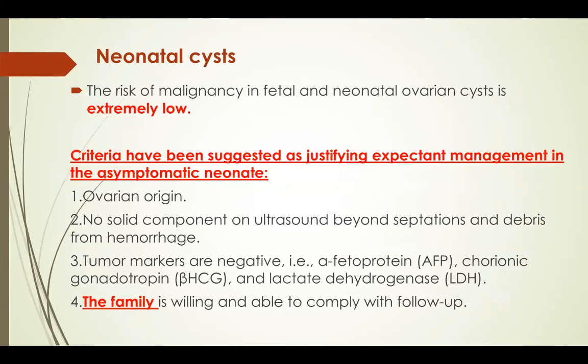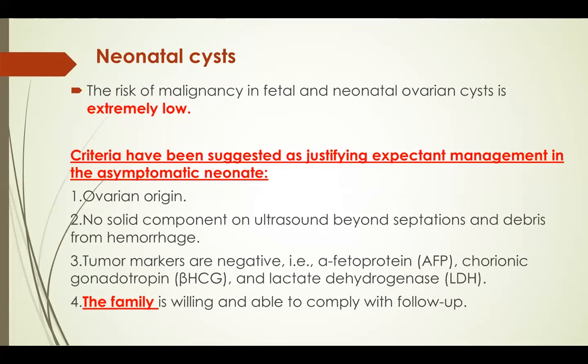What about the neonates, which you will be called for? The risk of malignancy in fetal and neonatal ovarian cysts, we said, is extremely low. So there are criteria that suggest expectant management in an asymptomatic neonate: if it's of ovarian origin, with no solid component, simple looking on the ultrasound, tumor markers are negative, and we'll elaborate more on tumor markers in children, which are alpha-fetoprotein, beta-HCG, and LDH, and after counseling the family. Why did I put family in a red zone? Because you have to counsel the family about the expectant management. Also, you have to counsel them about the follow-up and about the outcomes.